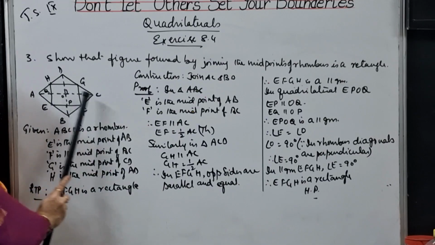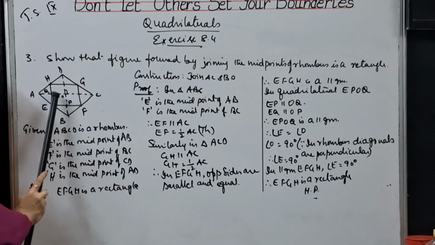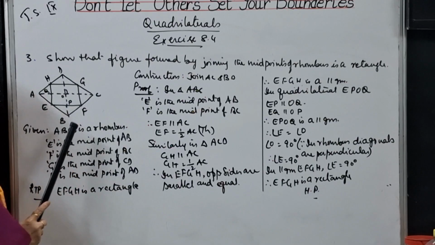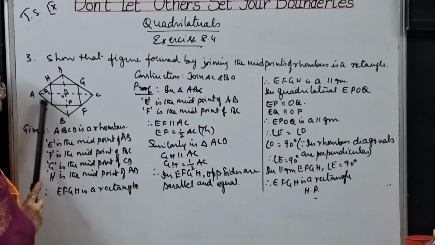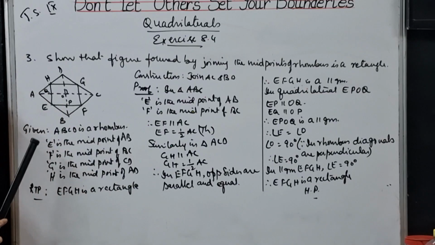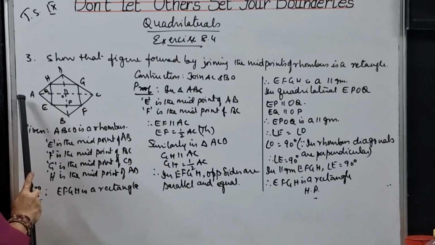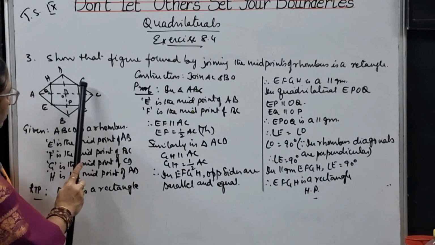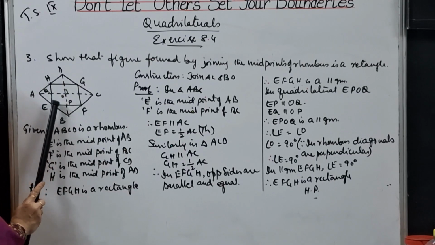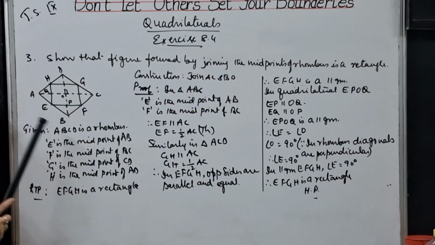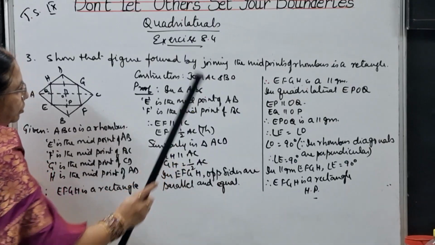So construction is you have to join AC and BD. When you join AC and BD, see, in triangle ABC, proof is just like that of the second problem. EF is parallel to AC. Why? Because E is the midpoint of AB, F is the midpoint of BC. So EF is parallel to AC, EF is also half of AC. Similarly, in triangle ACD, GH is parallel to AC, GH is half of AC. So in quadrilateral EFGH, opposite sides are equal and opposite sides are parallel. So EFGH is a parallelogram. We have proved.